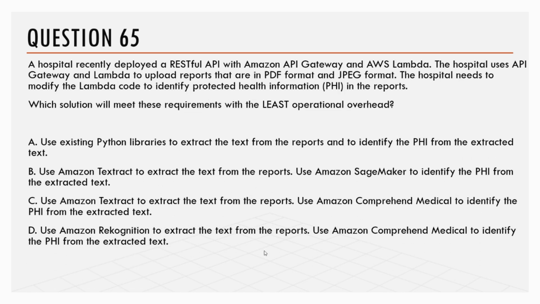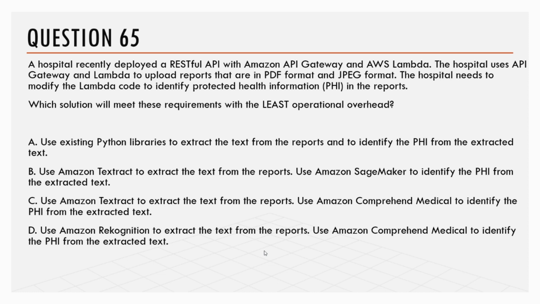A hospital recently deployed a RESTful API with Amazon API Gateway and AWS Lambda. The hospital uses API Gateway and Lambda to upload reports that are in PDF format and in JPEG format. The hospital needs to modify the Lambda code to identify protected health information in the reports. Which solution will meet these requirements with the least operational overhead? And the options are A, use existing Python libraries to extract the text from the reports and to identify the PHI from the extracted text.